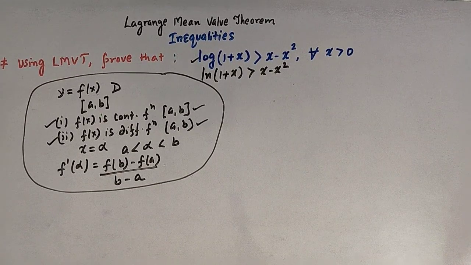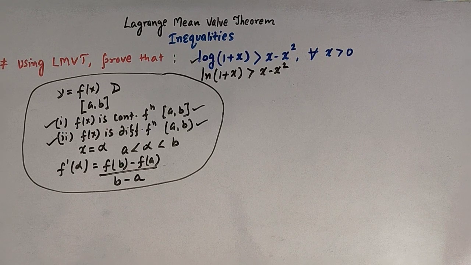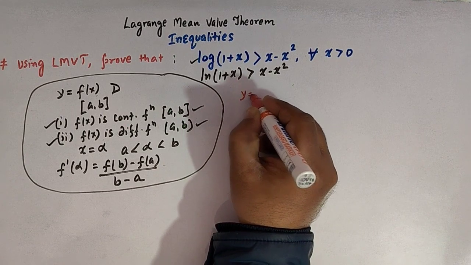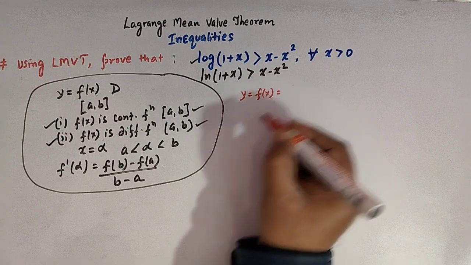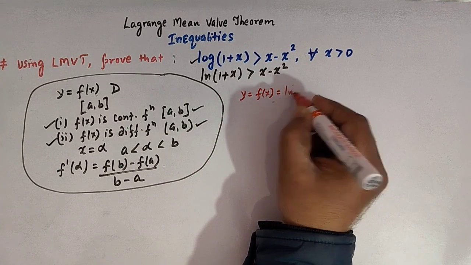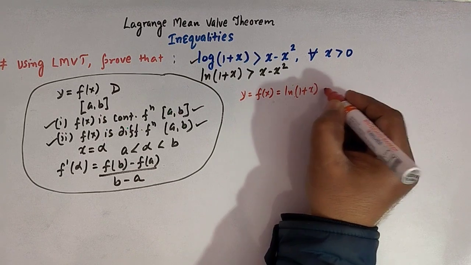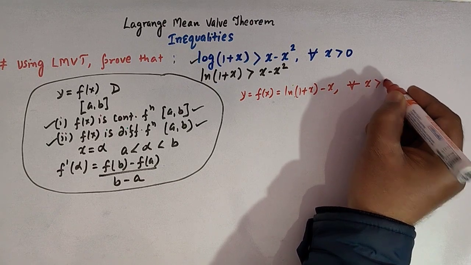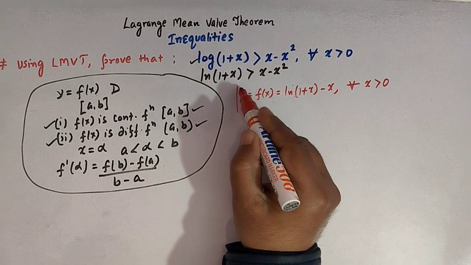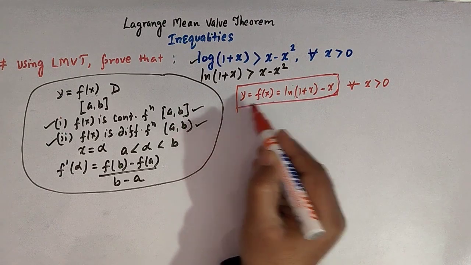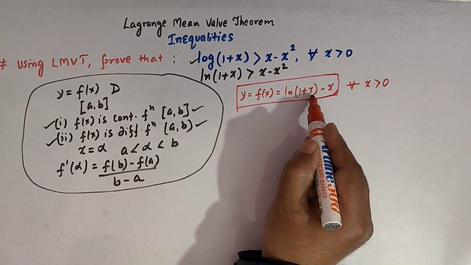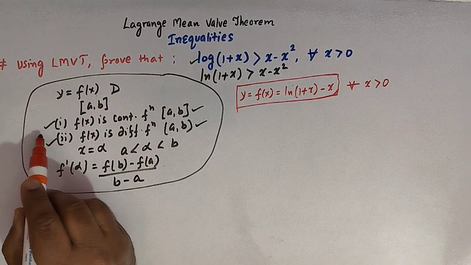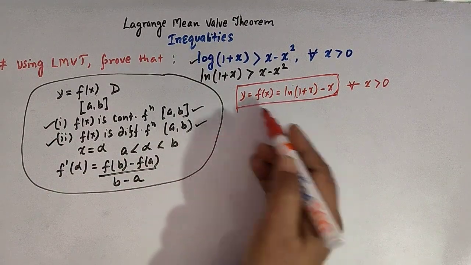Now let us first take an appropriate function. We'll assume that we have a function y is equal to f of x, that is equal to log of 1 plus x minus x, which is defined for all values of x greater than 0. So the first thing is to assume a function f of x which is equal to log of 1 plus x minus x. Now let us apply the conditions of mean value theorem to this function.